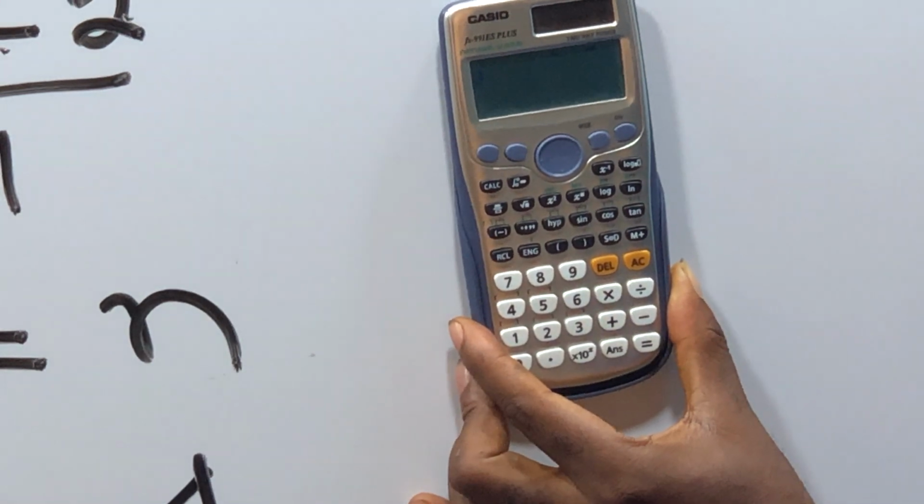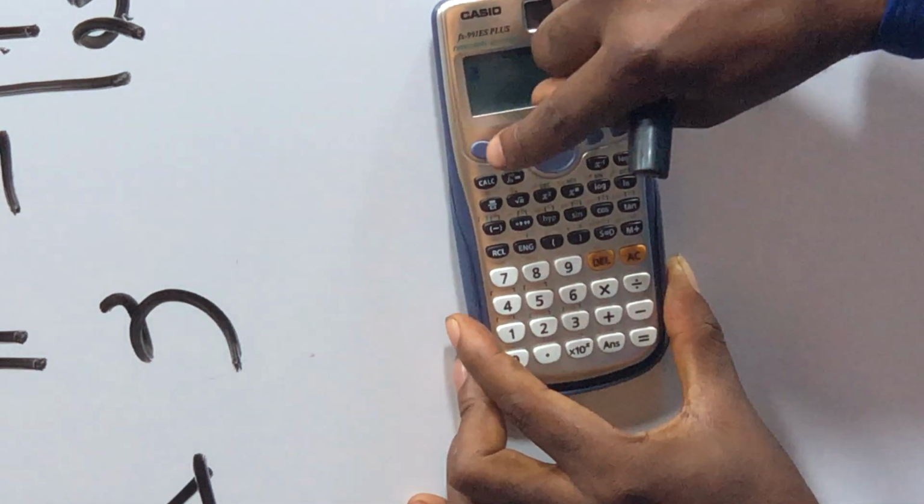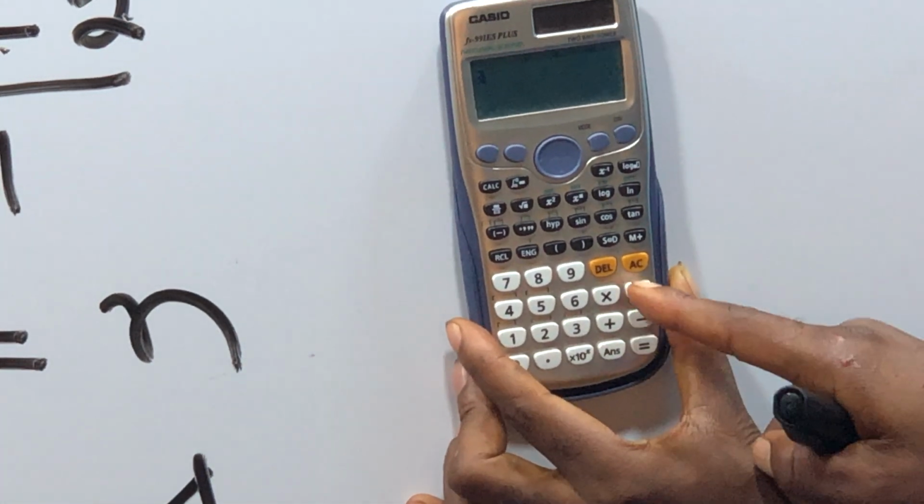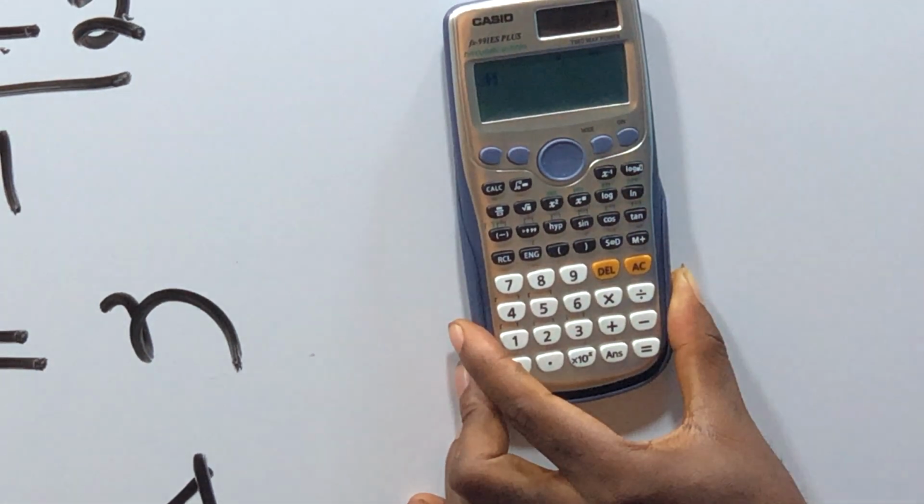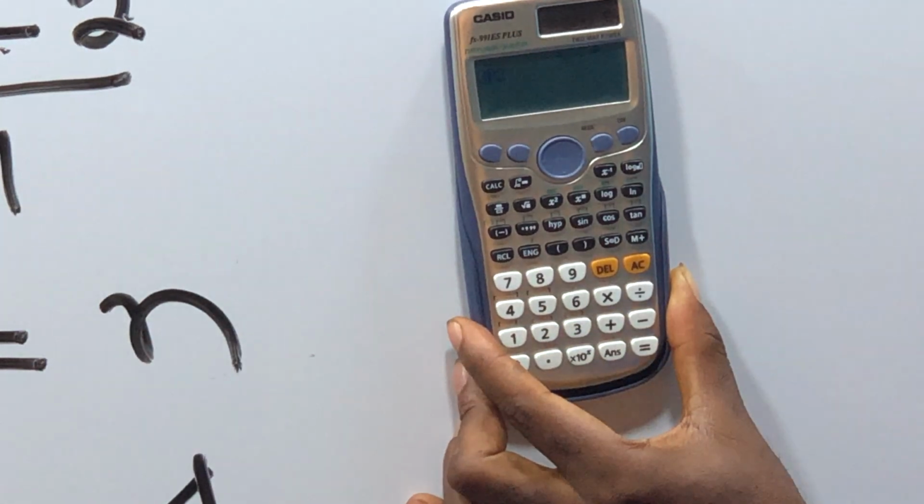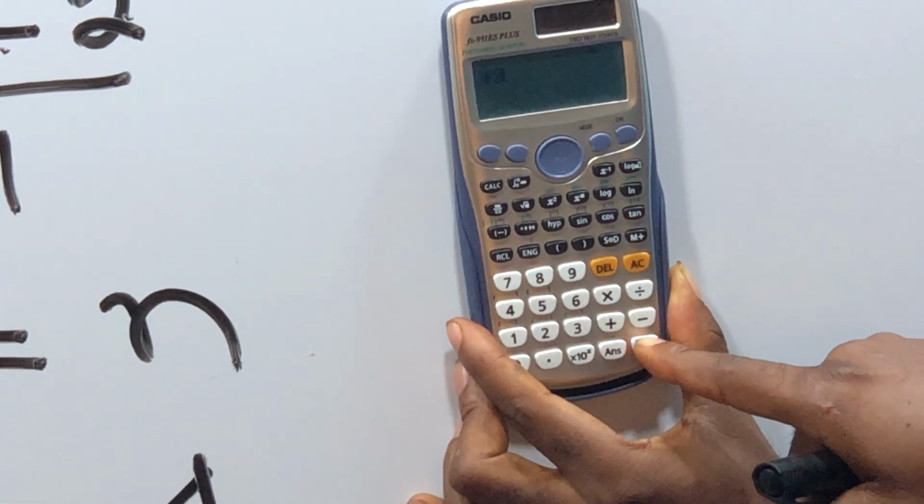So I've punched 3. Next is, how do I punch P, which is permutation? I will go on and punch shift. This time around, it is no longer division. It is multiplication. Can you now observe that P has appeared here, right? Then finally, you punch 2. So what do we do now? The right answer will appear when you punch equal to.